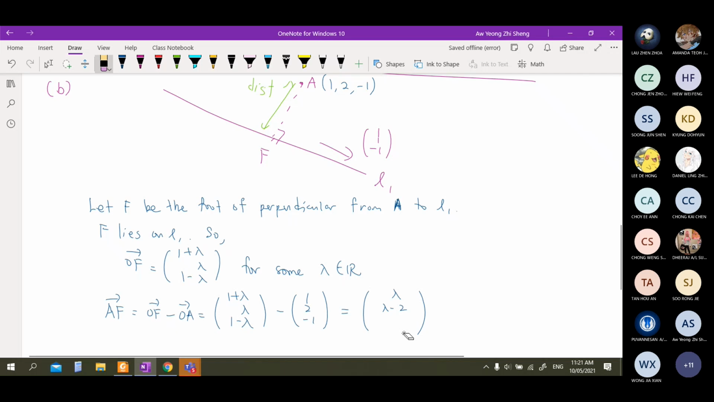Hey, wait, it's not this. This is 1 plus 1 is 2. Yeah, that's 2 minus lambda.